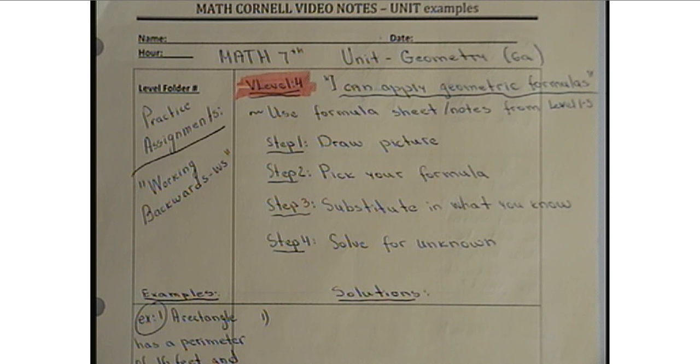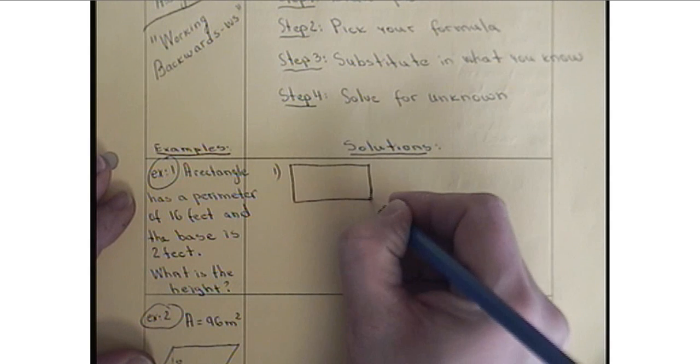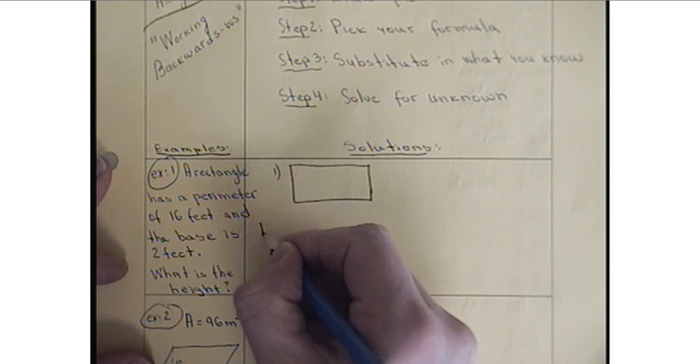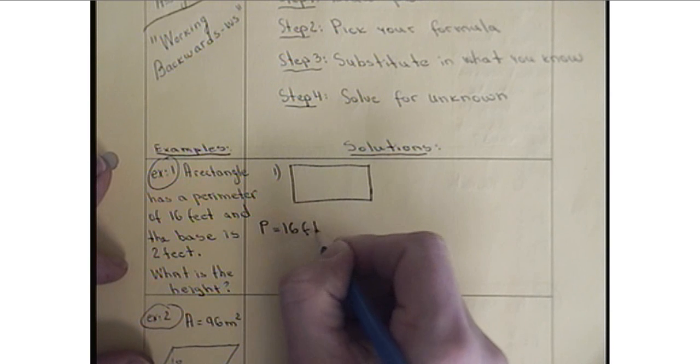So, example number 1. A rectangle has a perimeter of 16 feet and a base of 2 feet. What is the height? So first, let's draw a picture of the rectangular shape. We know the perimeter equals 16 feet. The base will be 2 feet. And the question is, what is the height of this rectangular shape?